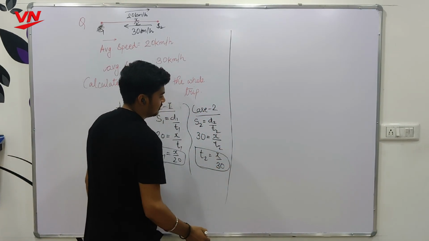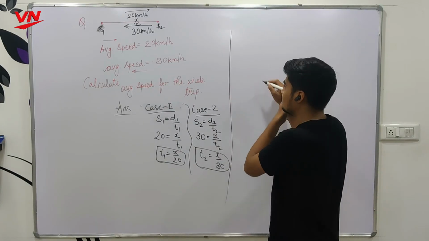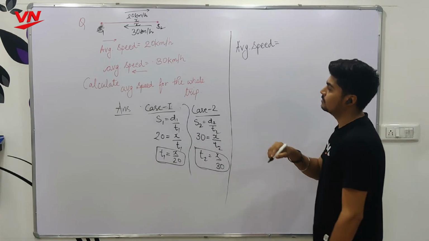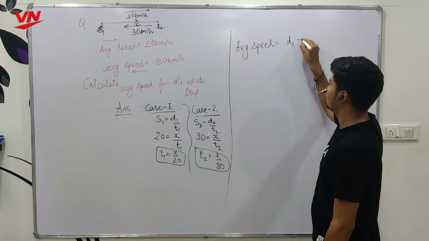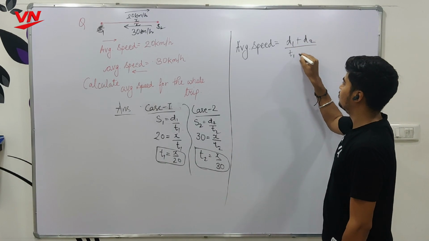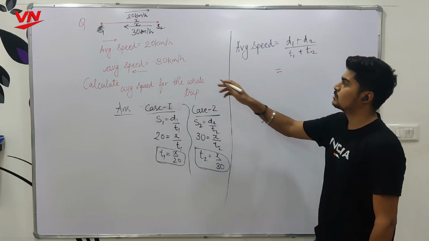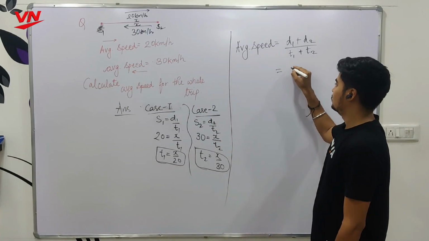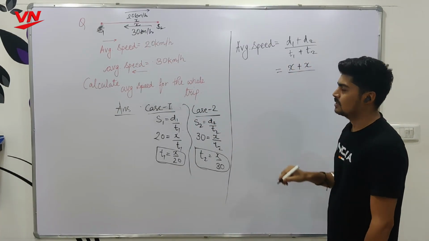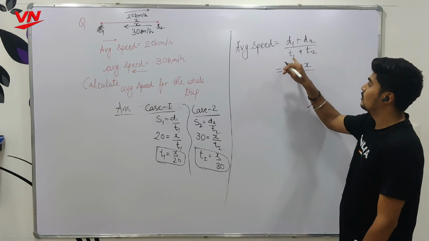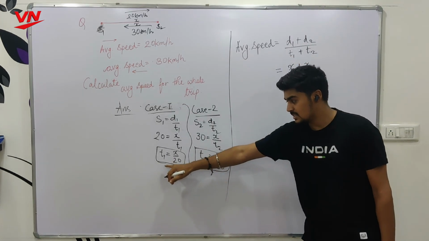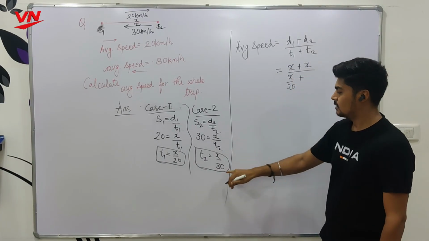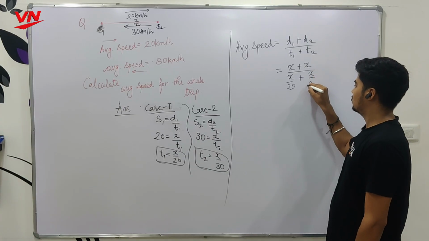Let's see. To calculate the average speed for the whole trip, we have the formula total distance upon total time. Tell me, what will be the total distance? x for the forward trip in case 1, and again x, so x plus x, as the distance is the same in both cases. What are t1 and t2 then? We calculated t1 in terms of x as x by 20, and t2 is x by 30.